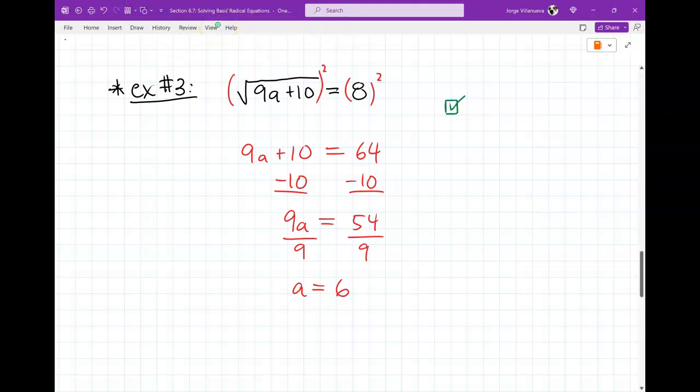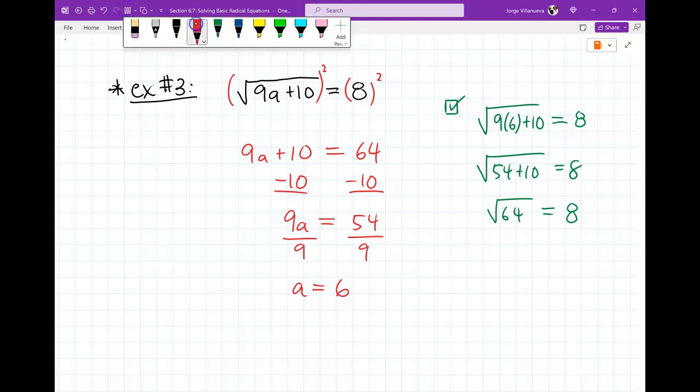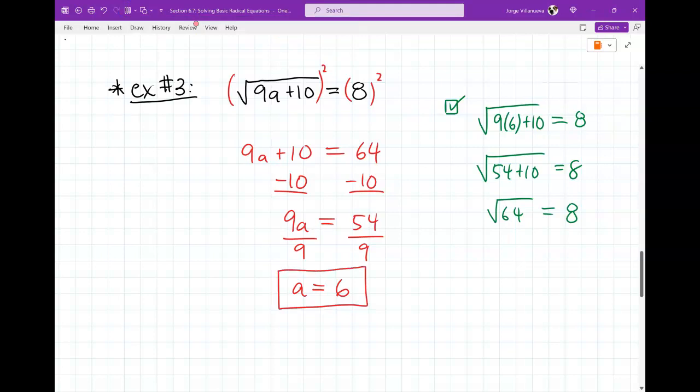We got to make sure we check it. I used to hate these problems that made me check all the time. But if one of the answers don't work, then I have to make sure I know, right? So you kind of have to check it. So the square root of 9 times 6 plus 10 is equal to 8. Well, 9 times 6 is 54 plus 10. That's the square root of 64, which is equal to 8. So that works. So that means a equal to 6 is a valid answer. So I'm going to go ahead and put a box around that one.